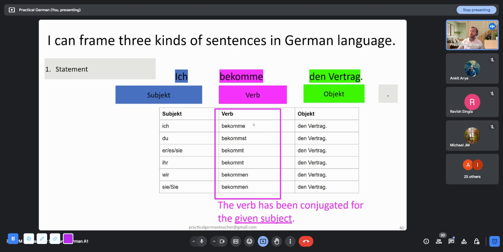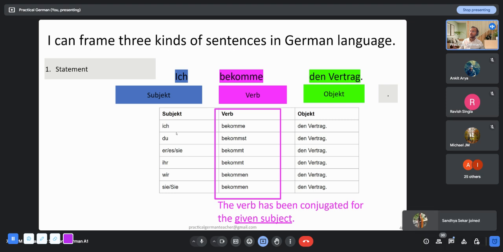This is what is called conjugating a verb. The spelling of the verb changes, and because German is a phonetic language, if the spelling changes, the pronunciation also changes. So the verb has been conjugated for the given subject. This is what you should know. That means for every verb that you learn, you should learn the conjugation table. Now this may look like six different combinations, but if you look at it, for wir and sie, the verb is actually the same, bekommen. So for wir and sie, you don't have to conjugate the verb.